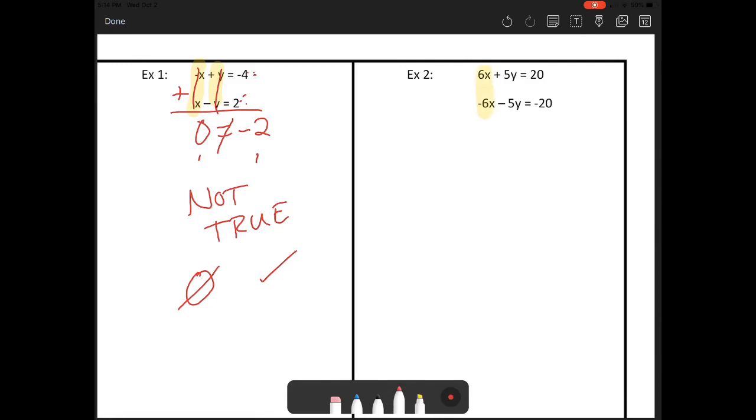If you look at our first ones, they're already opposite and ready for us. So we can skip to our second step, which is adding them together. So we know these two are going to cancel, and so are the 5y and negative 5y. So that gives me 0.